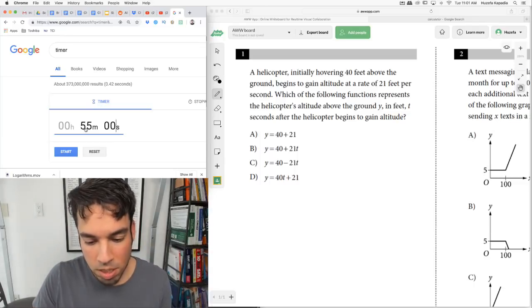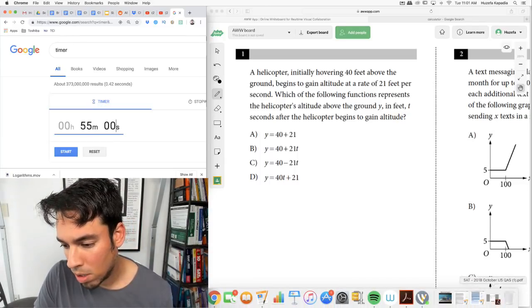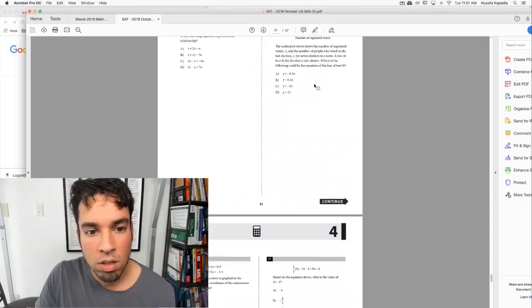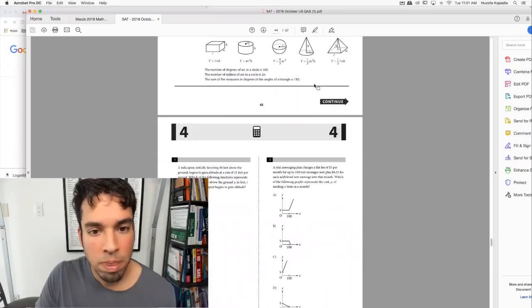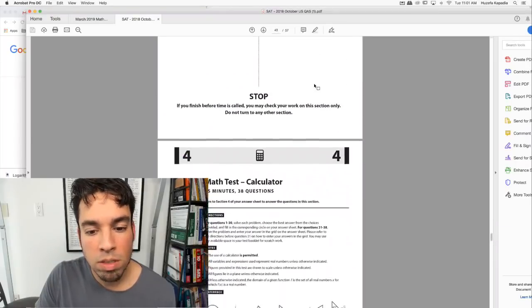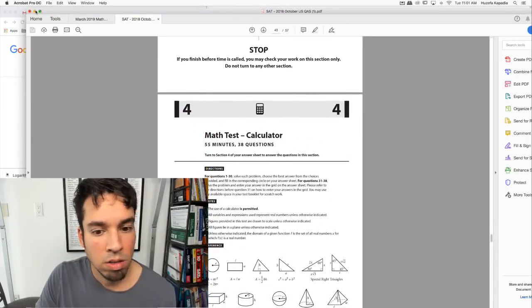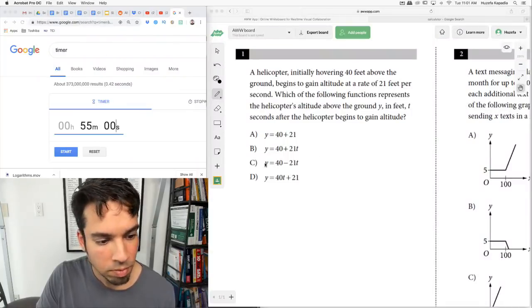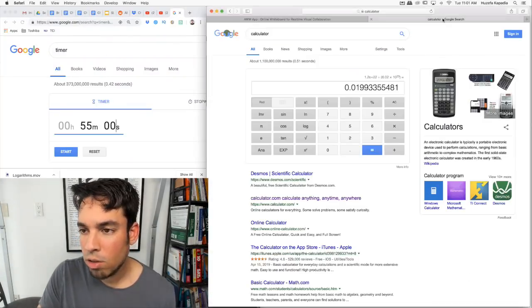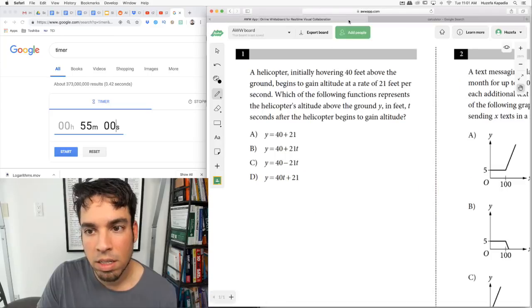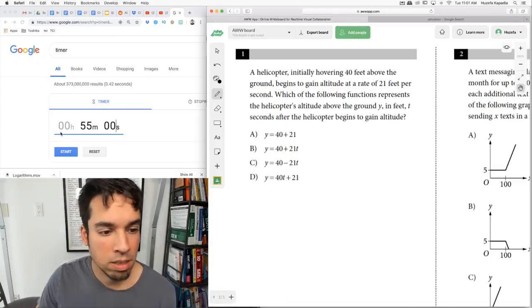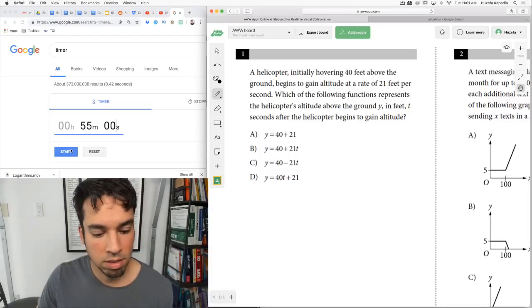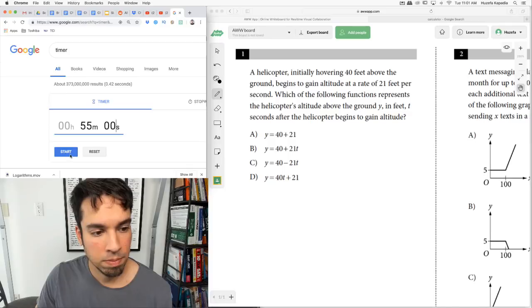Let me just make absolutely certain that it's 55 minutes. I'm always double checking myself on the times just so I don't make a mistake. Yeah, 55 minutes, 38 questions. Okay, so here we go. I've got a calculator right here set up in case I need it. Without further ado, we're going to bang out the entire math section. Ready, set, and begin.